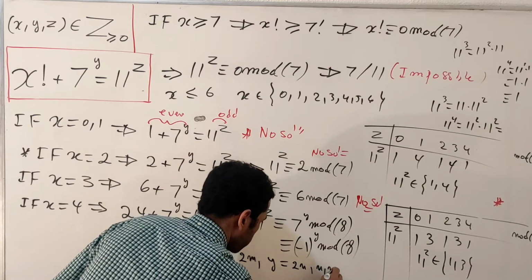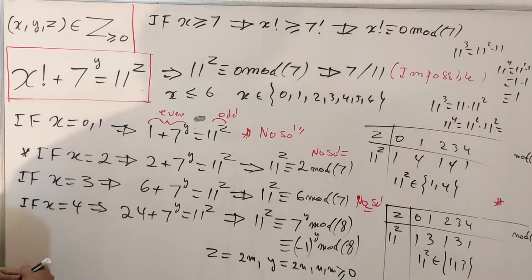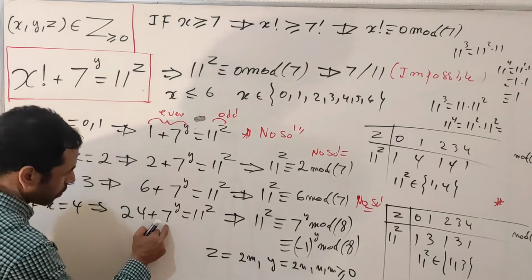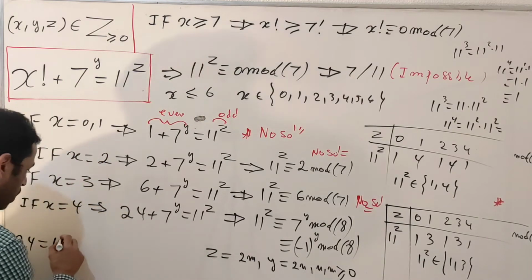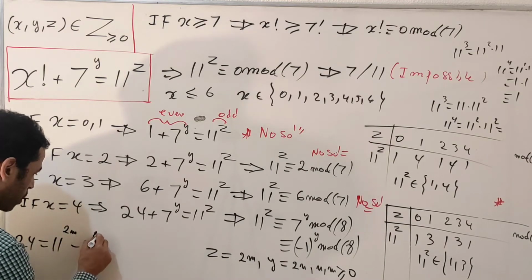What are n and m? I'm going to take these values and insert them into the original equation. By considering this case, we are working on this case now. So we will have 24 equals, by taking this 7 to the y to the right, 11 to the z. It will be replaced with 11 to the 2m minus 7 to the 2n.